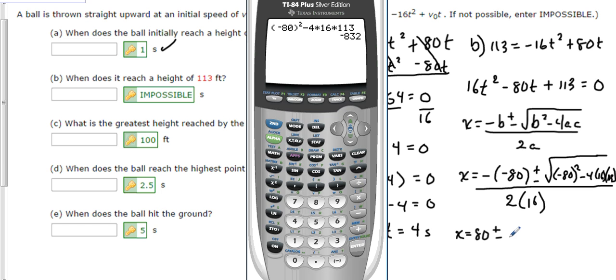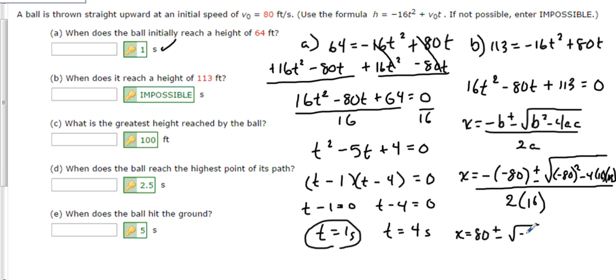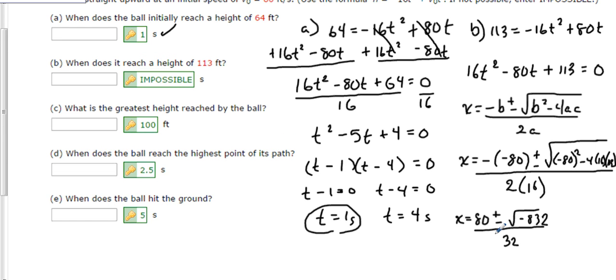Okay, and we get negative 832 divided by 32. Now, at this point, we can stop because the square root of a negative is going to give us a complex answer, and we're not going to get a real answer. So that's why for part B, we got impossible. There's no way that it can get to a height of 113 feet.